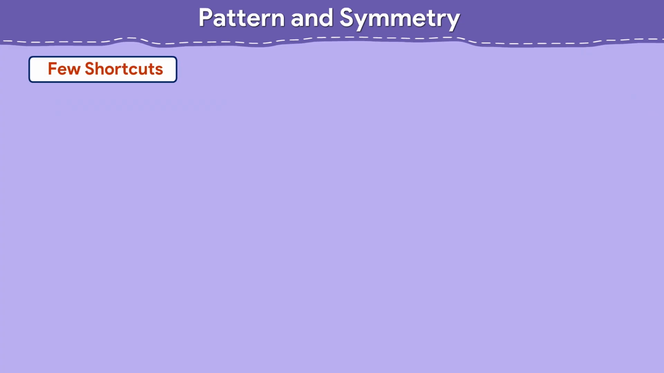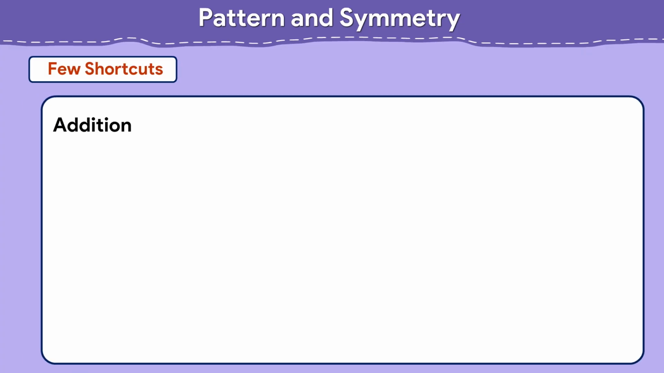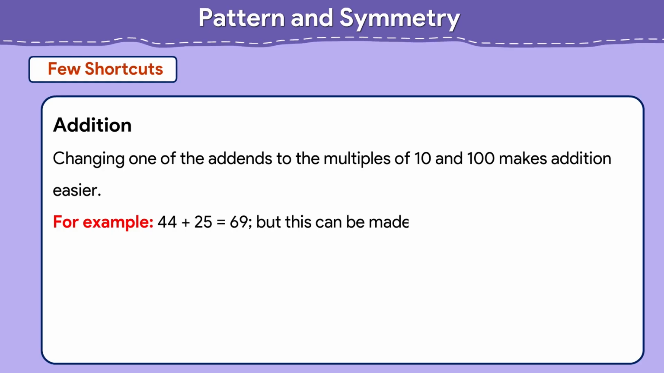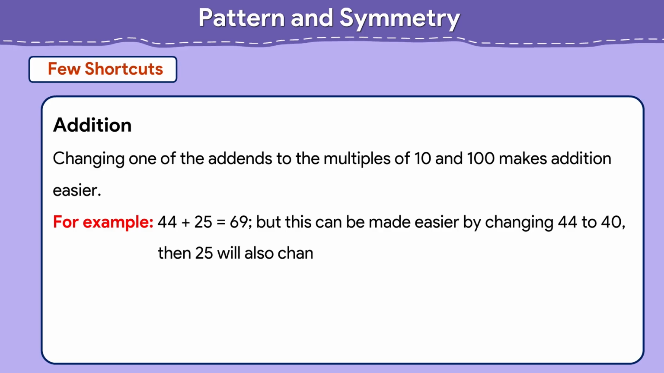Few shortcuts. Addition. Changing one of the add-ins to the multiples of 10 and 100 makes addition easier. For example, 44 plus 25 equals 69, but this can be made easier by changing 44 to 40, then 25 will also change to 29. That is, 40 plus 29 equals 69.